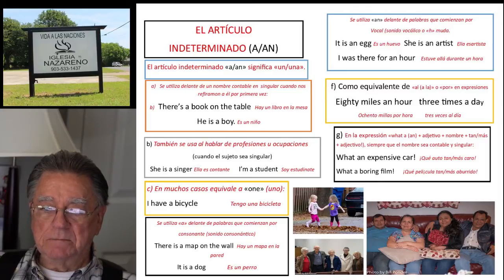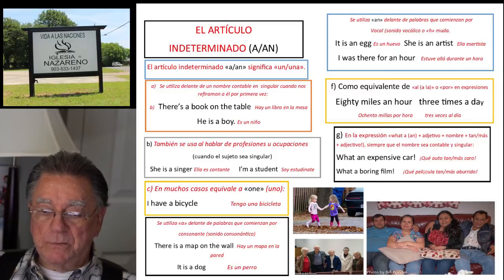And then in time, I was there for an hour. I was there for an hour, not the hour. Estuve allá durante una hora, or una hora. Okay, it is an egg. She is an artist.